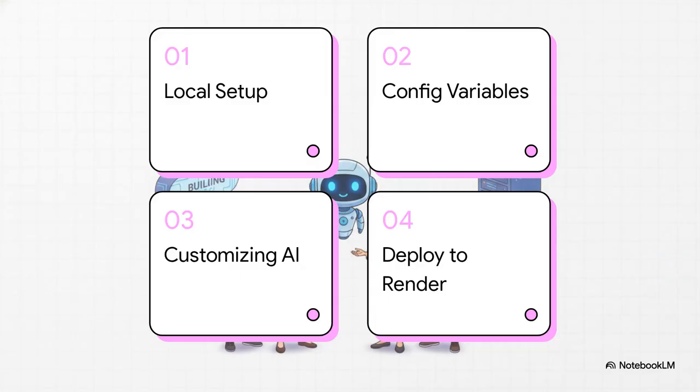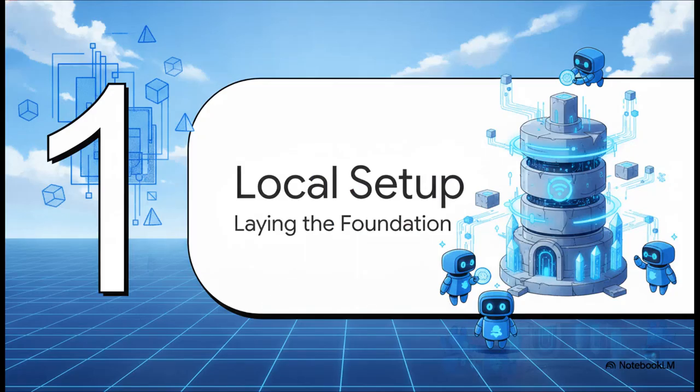Okay, let's dive into this. We've got a clear sequential path today. First up, local setup and database. Second, configuring environment variables. Third, customizing the AI prompt. And fourth, deploying to Render. Phase 1, local setup and database, laying the foundation.